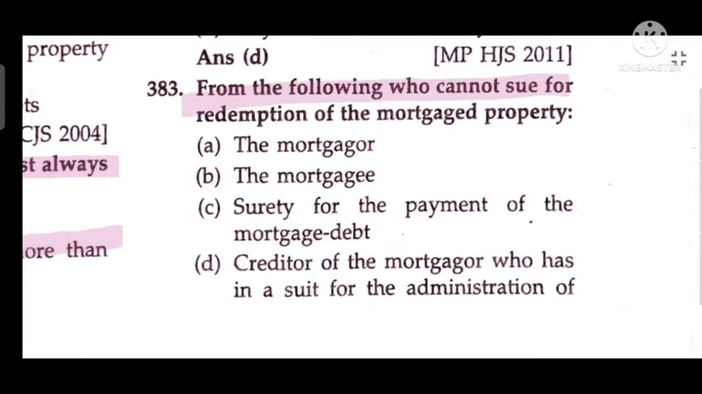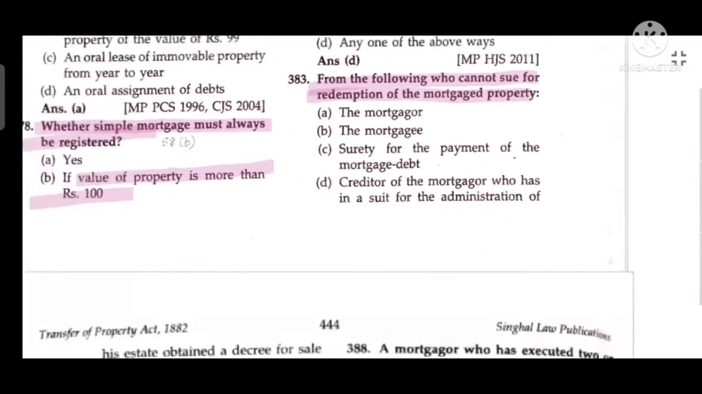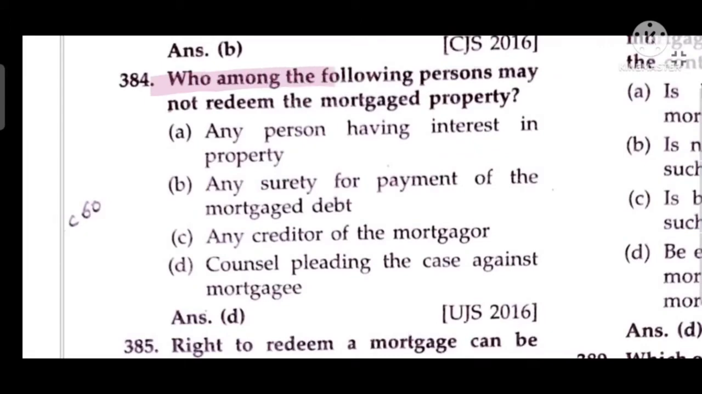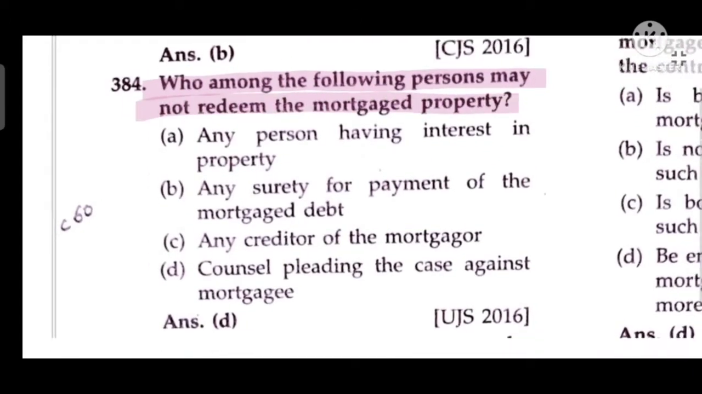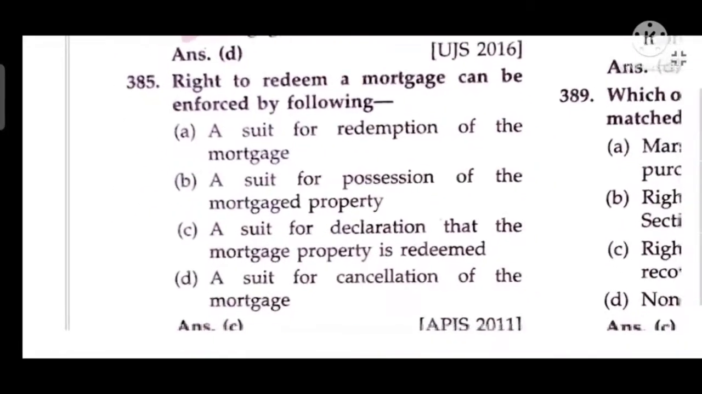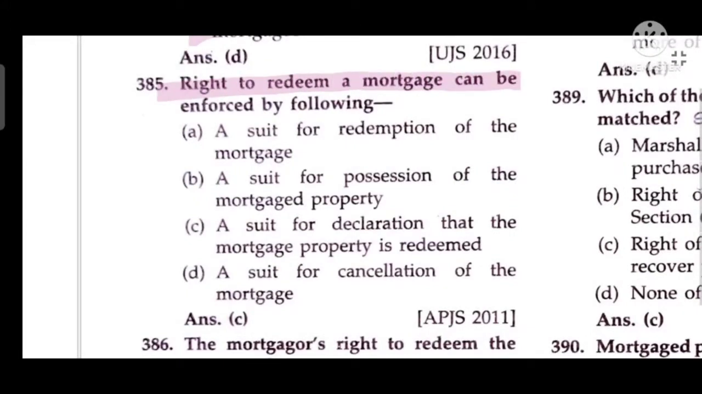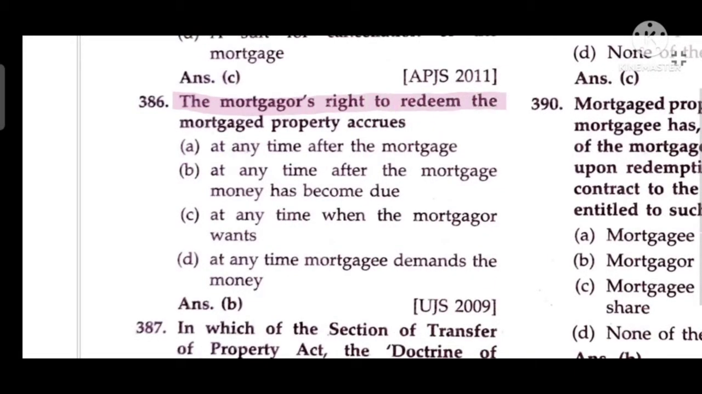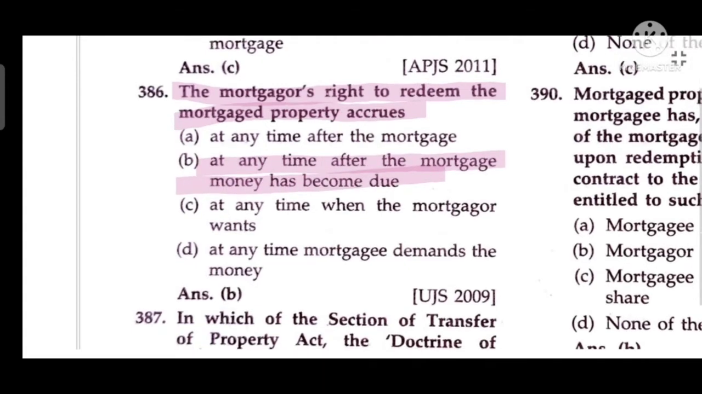From the following, who cannot sue for redemption of the mortgaged property? The mortgagee. Who among the following persons cannot redeem the mortgaged property? The counsel pleading in the case against the mortgagee. The right to redeem the mortgage can be enforced by a suit for declaration that mortgaged property is redeemable. The mortgagor's right to redeem the mortgaged property arises after the mortgage money has become due.